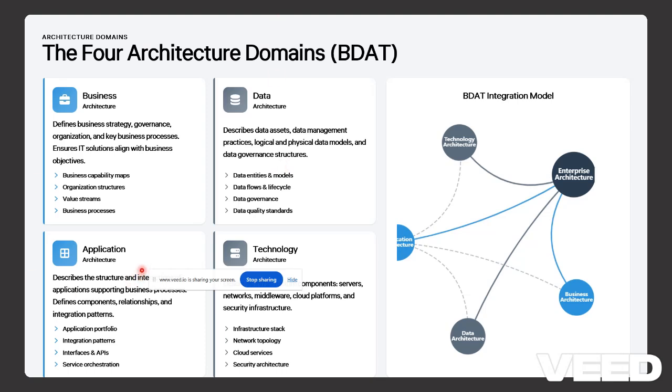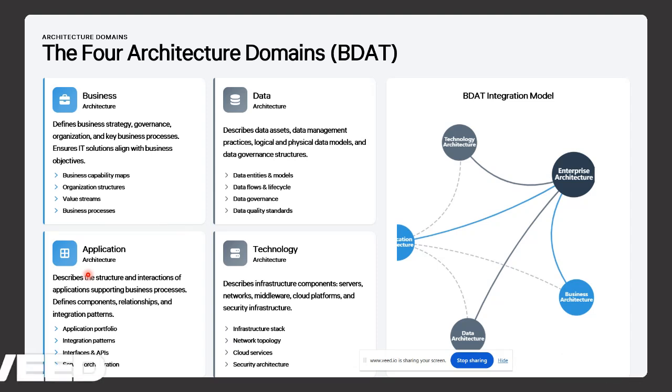Third is application architecture. It describes the structure and interaction of how applications support business processes, like the application portfolio, integration patterns of these applications, and how you integrate with your APIs and different systems. It talks about the application architecture point of view.